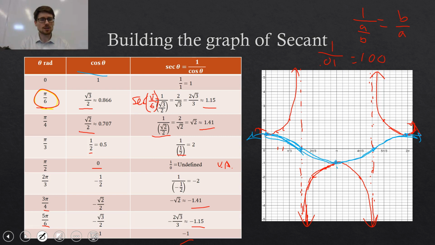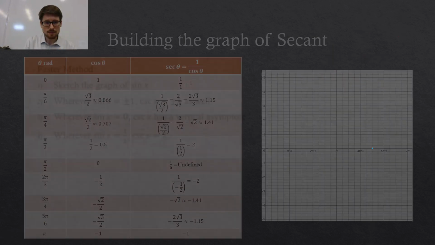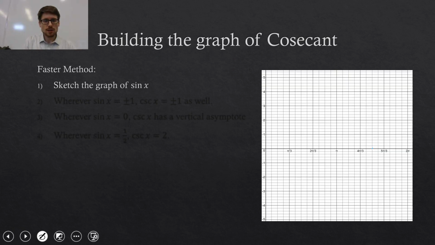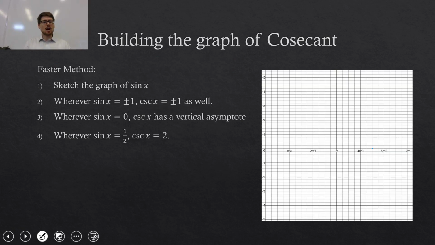So you could start instead by graphing cosine, finding when it's 1, -1, and when it's 0, and using that as a guide. And in fact, that's what we're going to do when we do the graph of cosecant. So that's coming up next. All right. So here's the faster method to graph cosecant based off of those facts about what happens when you do 1 over various numbers, right?